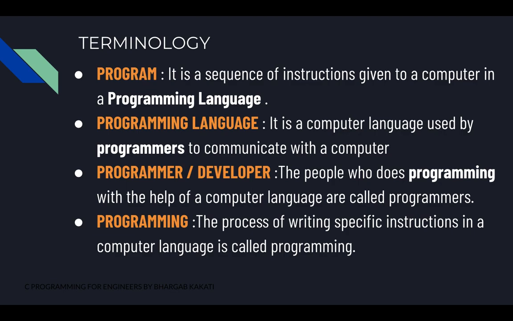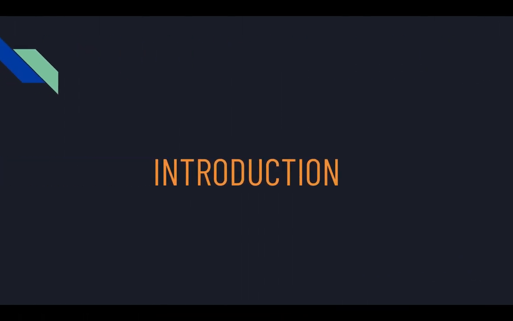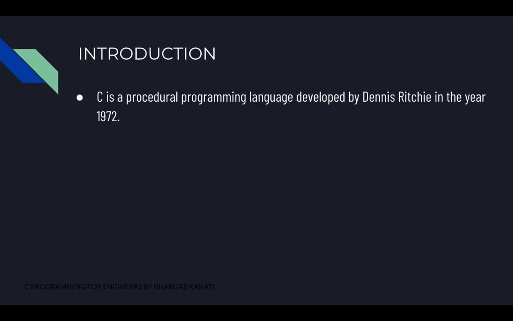These are the basic terms which should be known to any programmer before going into the details of any programming language. And the programming language that we are going to use here is the programming language called C. Now let's have a brief introduction to the C programming language. So what is C? C is a procedural programming language developed by Dennis Ritchie in the year 1972.